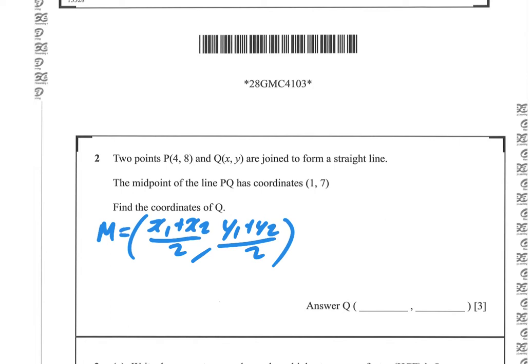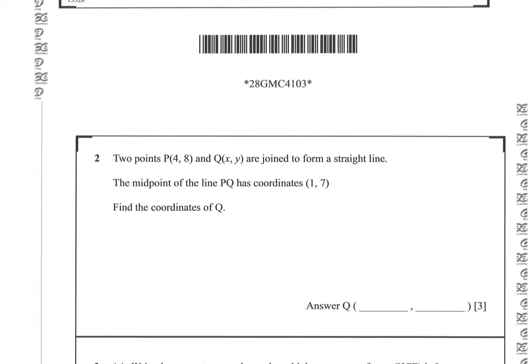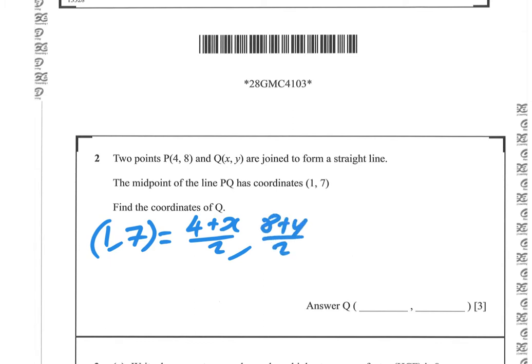So I'm going to change that a wee bit, get rid of that. So in this case, we know our midpoint is 1, 7. And 1, 7 was the result of doing 4 plus x and then dividing by 2, and also doing 8 plus y and dividing by 2. So that means you've got two equations here. For 1 is equal to this thing, and then the 7 is equal to this thing here.